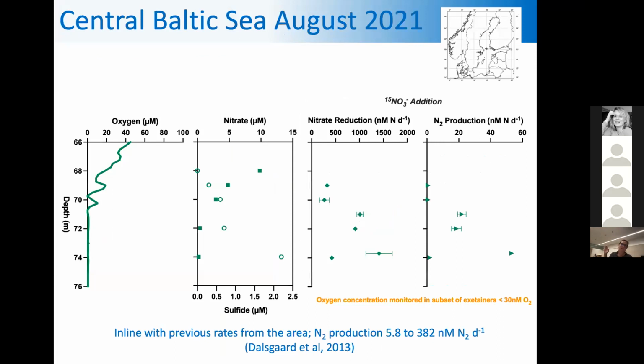We headed out into the central Baltic, so I very much agree with Niels here that it's a great sampling site. We headed out in August of last year. And here are just some profiles. So this is standard practice. And so you can see that oxygen disappears, and it's gone by about 71 meters. And then here, very much as maybe we would expect, we see nitrate disappear, those green squares. We even see sulfide start to accumulate, those open circles.